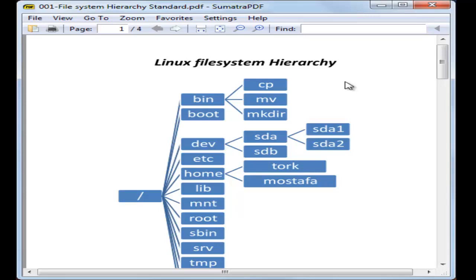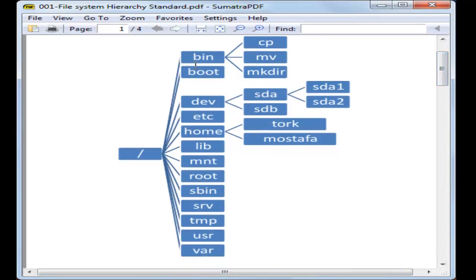Here we have the file system hierarchy. This is the common file system hierarchy for all distributions. It is divided into 13 main directories. These are the 13 main directories. And those 13 main directories are under the mother directory, which is the root directory, the slash. And the root directory is where every single file and directory starts from.